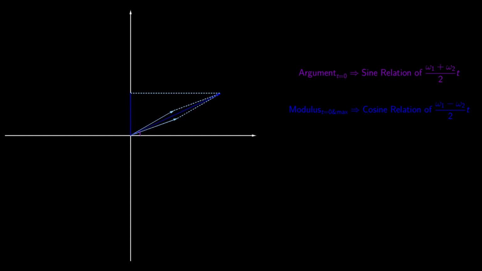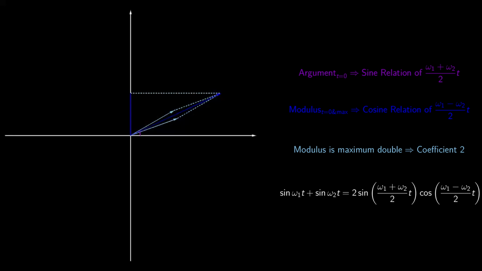The final detail that we need to sort out is why we have the coefficient of 2 in front of the two terms. When the two initial phasors are aligned with each other, their magnitudes add up, and therefore we have twice the initial magnitudes. Now finally, we have what we started with, the sum to product formula.